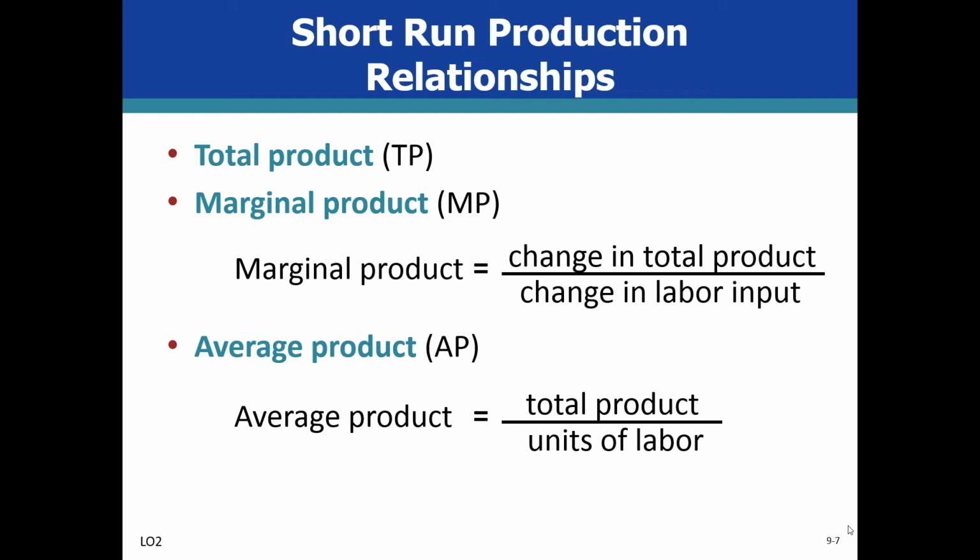Average product is the total quantity of output divided by the total quantity of inputs. In the example shown, labor is the input. Average product is also referred to as labor productivity, an important economic measurement. So we have three here. Total product, the incremental product or marginal product, and the average, which is the total product, the output, divided by the total inputs, in this particular case, labor.